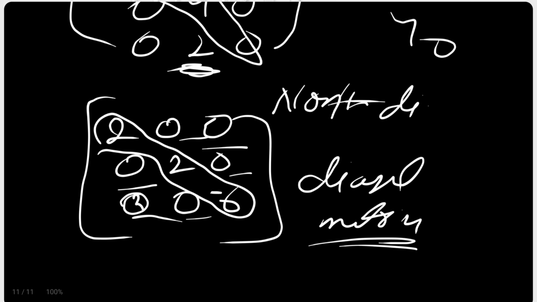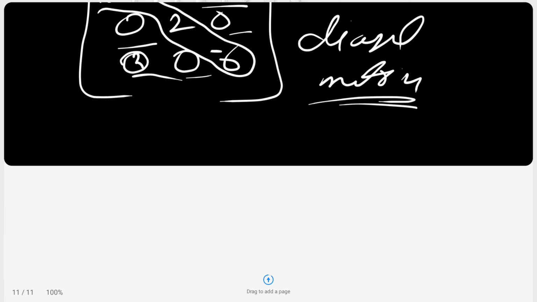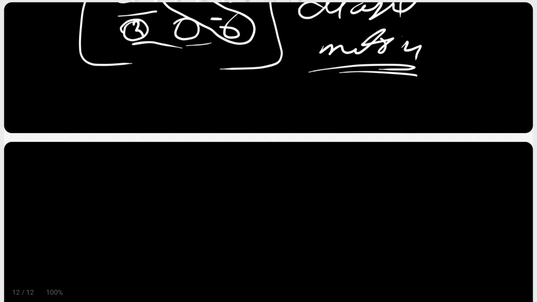I hope you understand the diagonal matrix. Is the diagonal matrix clear for you or not? I hope it is clear. Then let's come to our scalar matrix. This scalar matrix is also important.